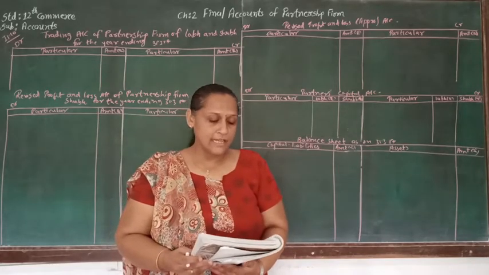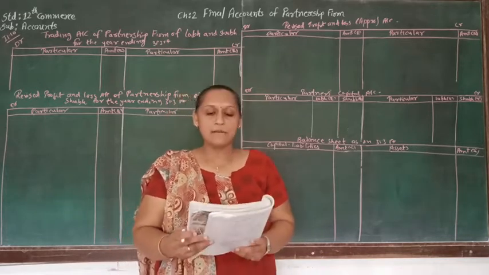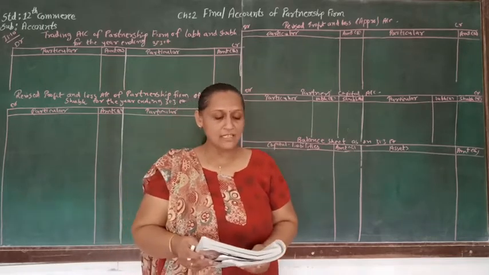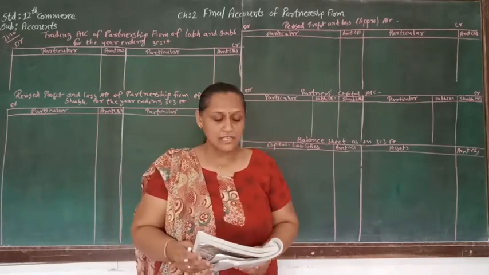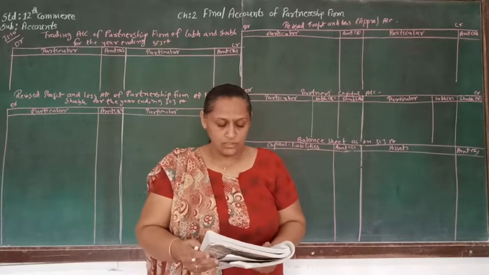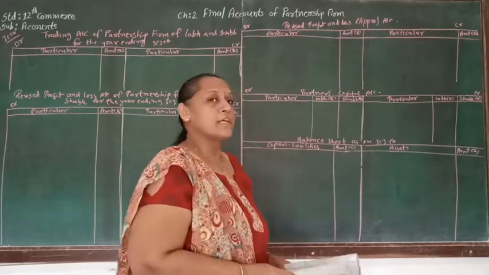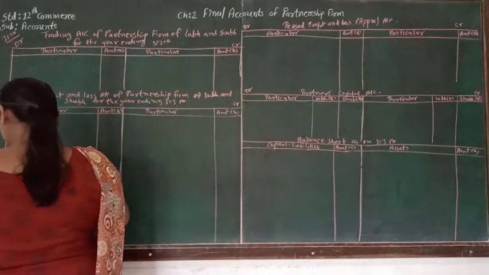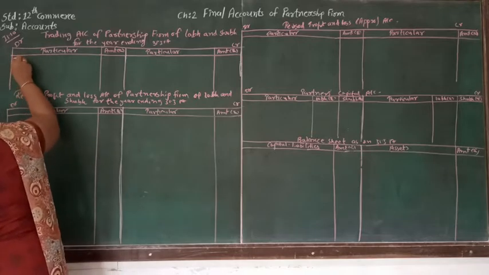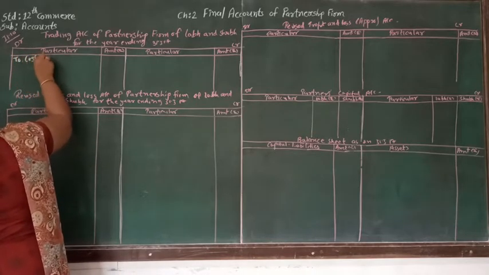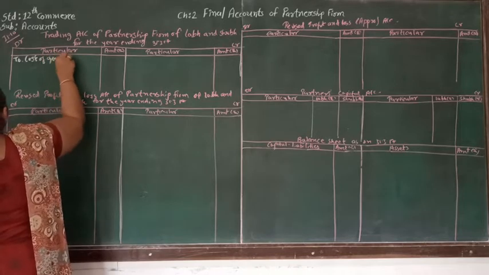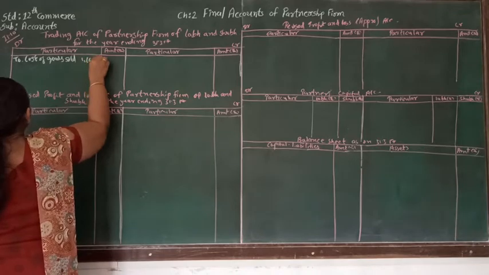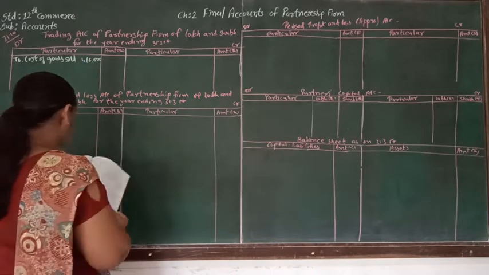Following are the annual accounts of the partnership firm of Labh and Shubh. Here the profit and loss account is given to us, where we can see that the very first account is cost of goods sold. Cost of goods sold is supposed to be written on the debit side of the trading account, that is 1,16,000.